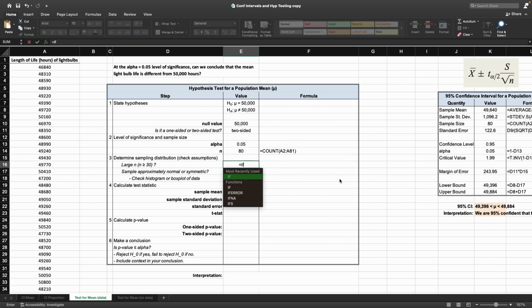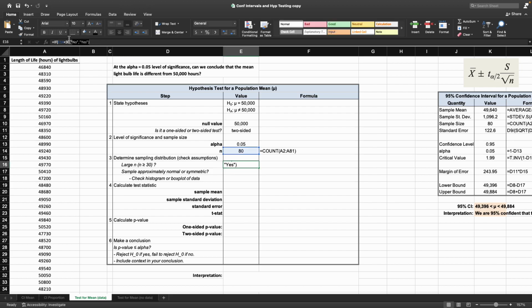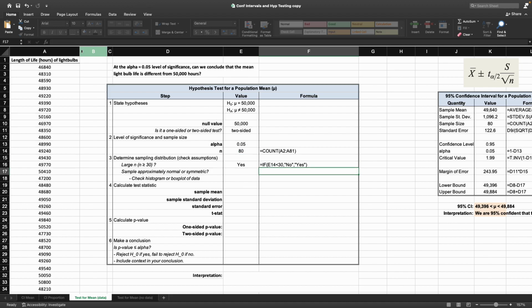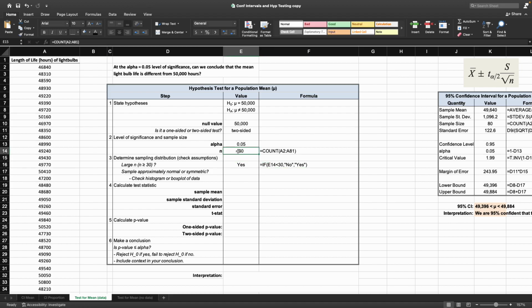Let's say equals if, so let's say if N is less than 30, then we'll say, is N bigger than 30? No. Otherwise, we will say yes. Okay, so this is correct. So let's go ahead and copy this formula over here. Okay, so if our N is less than 30, this is going to say no, otherwise it's going to say yes. So this is working as intended. Because N is bigger than 30, this will say yes.